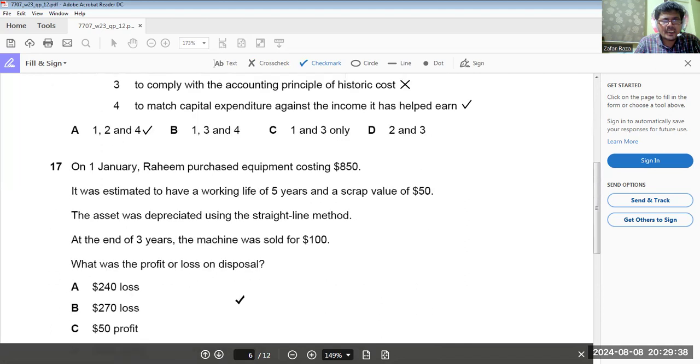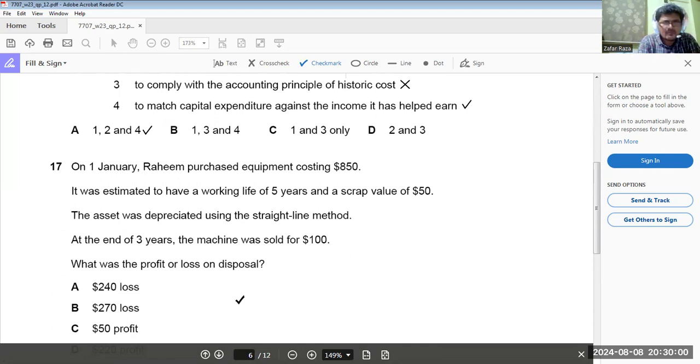On 1st January, Rahim purchased equipment costing $850. It was estimated to have a working life of 5 years and a scrap value of $50. The asset was depreciated using the straight line method. At the end of the year 3, the machine was sold for $100. What was the profit or loss on disposal?